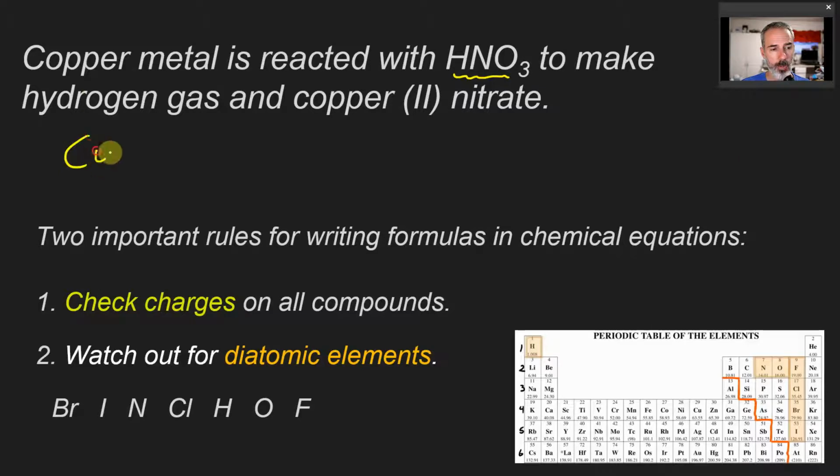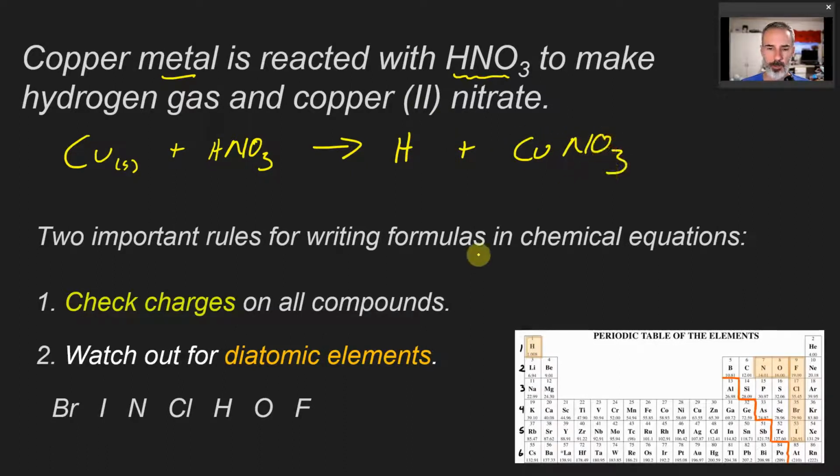I've got copper metal, which, by the way, I could put a solid on, right? Because it says metal. It reacts with HNO3, but they don't tell me what that is, so I don't know what the state symbol is. To make hydrogen gas and copper(II) nitrate. Nitrate, which I looked up on the polyatomic ion chart, is NO3. But you're right, I think you just told me that it's these two chemicals right there that are elements on their own.